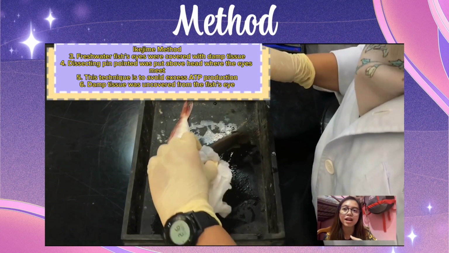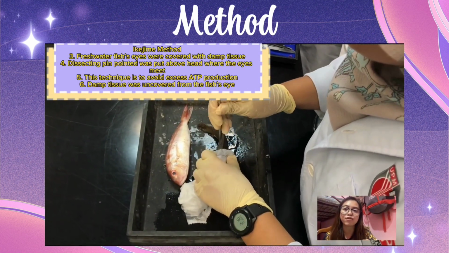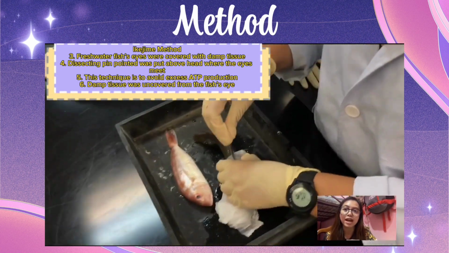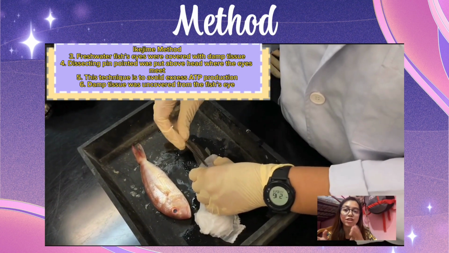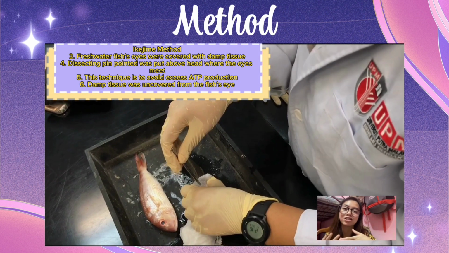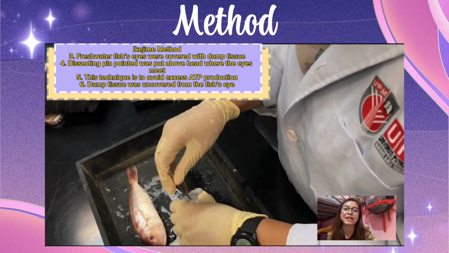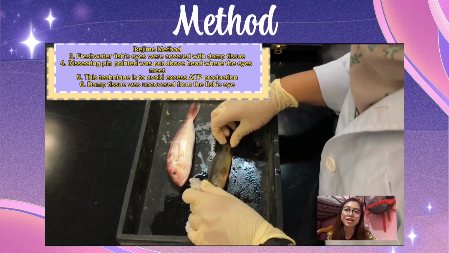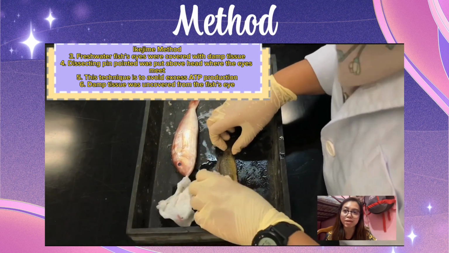And then we use the euthanasia method, where the freshwater fish's eyes were covered with damp tissue, and then a sharp needle was put above the fish head where both of the eyes meet. This technique can instantly kill the fish without making it stressed and therefore avoids the production of ATP. Then the damp tissue was uncovered from the fish eyes after the method finished.